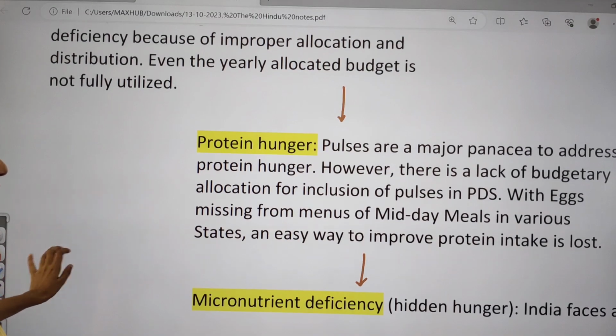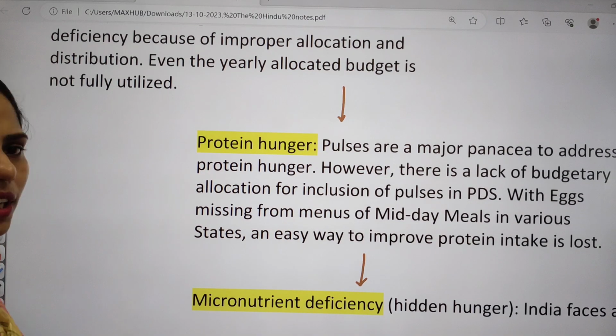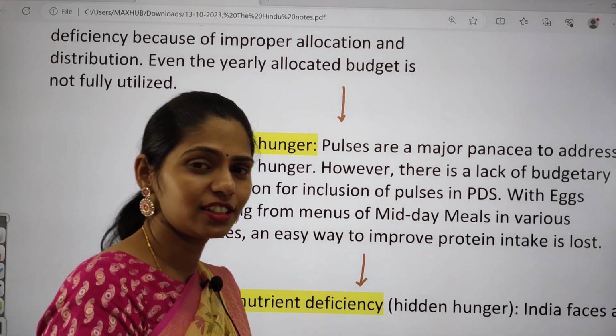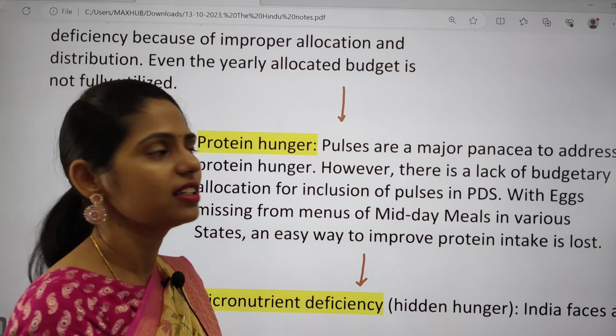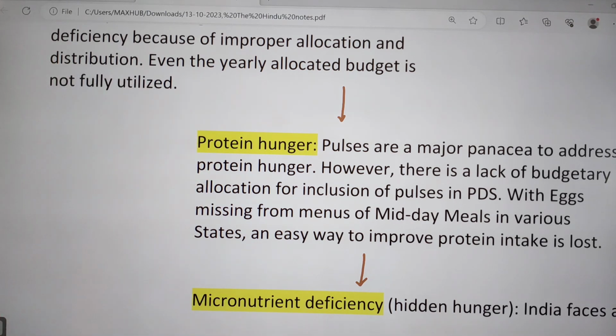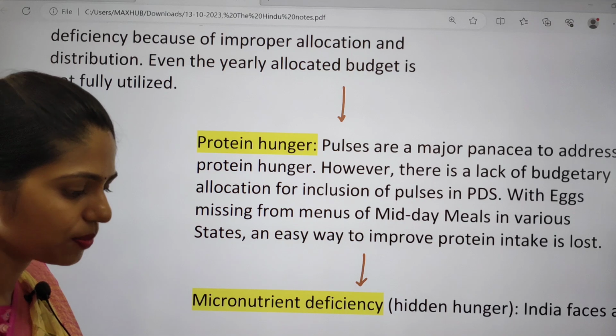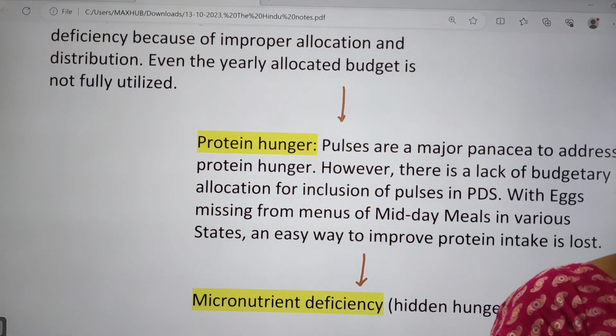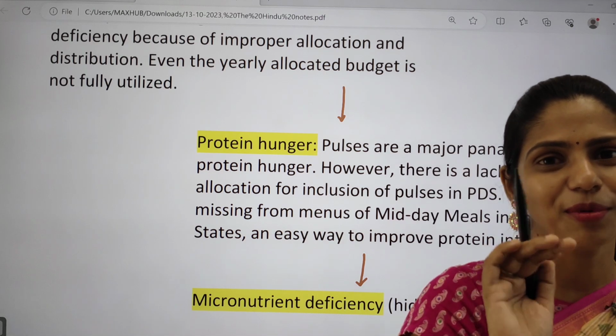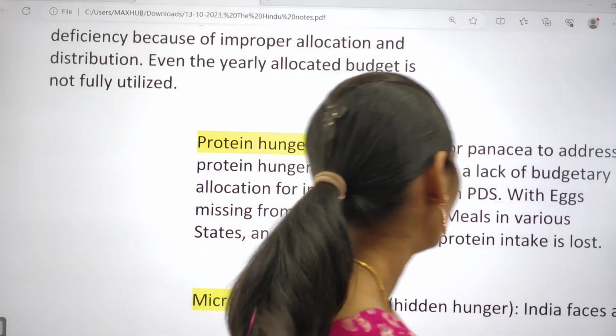And this one is protein hunger. You are not taking proper protein. Chicken and eggs are a good source of protein, so if you are not taking that, you will get protein deficiency. To improve protein sufficiency in children, under the midday meals program, the government is providing one boiled egg every day for children.